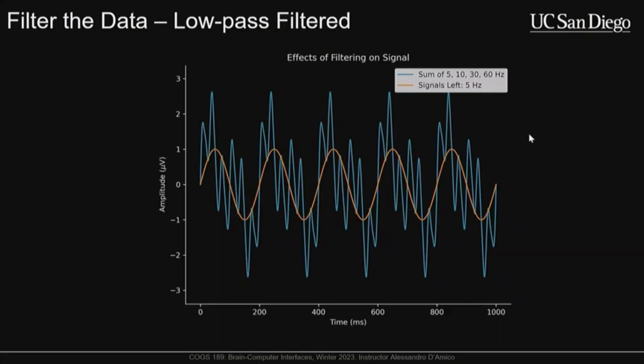Now we can simulate a low-pass filter. In this case, we've created some hypothetical filter that is, let's say, a 6 hertz low-pass filter. So we're only going to let things that are slower than 6 hertz pass, and everything else that's faster than 6 hertz is going to get blocked out. Because the only thing in our signal slower than 6 hertz is 5 hertz, we're left with this nice 5 hertz oscillation.